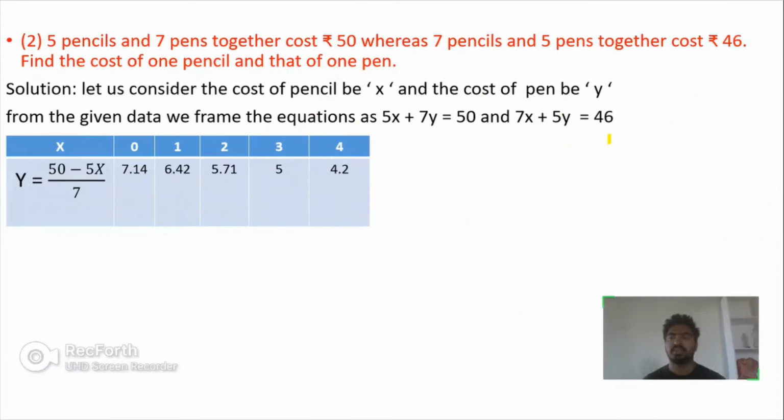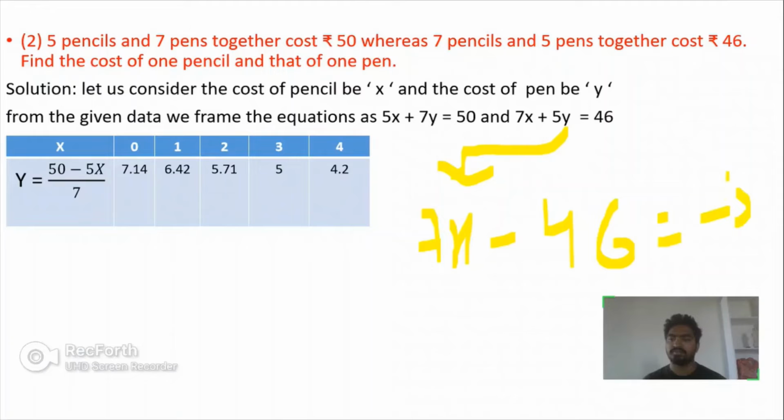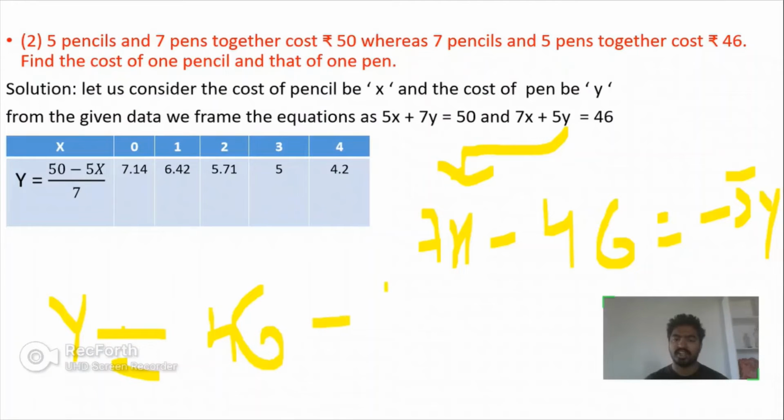Similarly, for the second equation, that is 7x plus 5y is equal to 46, from this equation I can write y as, so 7x minus 46 is equal to minus 5y. So again, I want only the y value. If I multiply by minus on both sides, then y is equal to 46 minus 7x divided by 5.